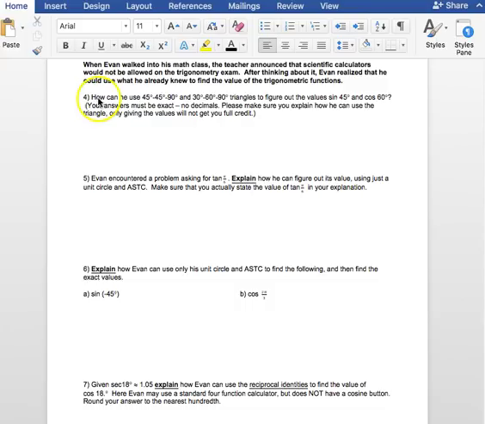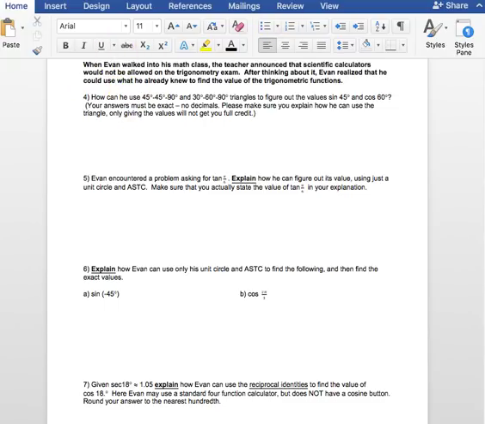So number 4, how can he use 45, 45, 90 and 30, 60, 90 triangles to figure out the values of sine of 45 and cosine of 60? Notice this does not say use the unit circle. Do not explain how to find these based on the unit circle. That's not the point in number 4. In number 4, you're supposed to know those 45, 45, 90 and 30, 60, 90 triangles, which we used in section 32.2, I believe.